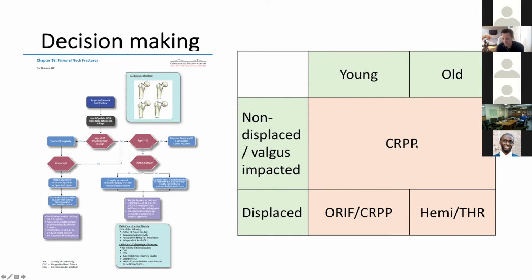percutaneous pinning. We call it closed reduction and percutaneous pinning, but that always bothered me since we're not doing any reduction, right? It's just percutaneous pinning. So this is treatment for any valgus impacted or non-displaced fracture. For displaced fractures, if you're young, you're going to get ORIF or a closed reduction percutaneous pinning. And if you're old, you're going to get a hemi or a total hip replacement.